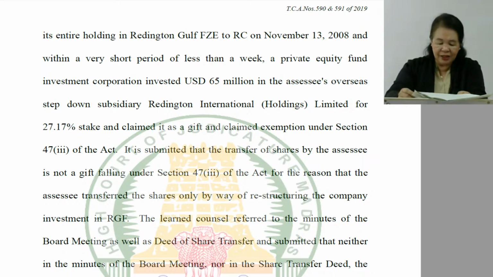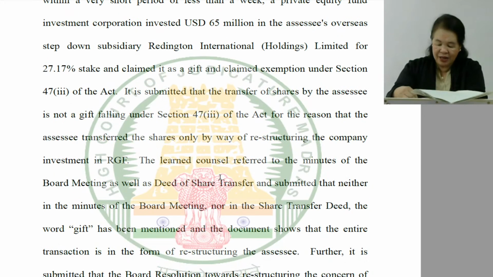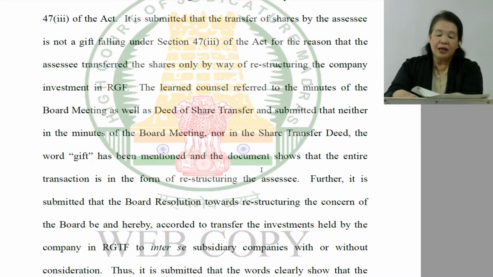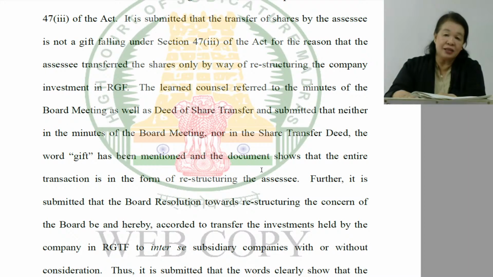For the reason that the assessee transferred the shares only by way of restructuring the company investment in RGF. The learned counsel referred to the minutes of the board meeting as well as deed of share transfer and submit that neither in the minutes of the board meeting nor in the share transfer deed the word gift has been mentioned, and the document shows that the entire transaction is in the form of restructuring the assessee. So ito ang learned natin sa mga cases, no, na may deliberation na sa court.